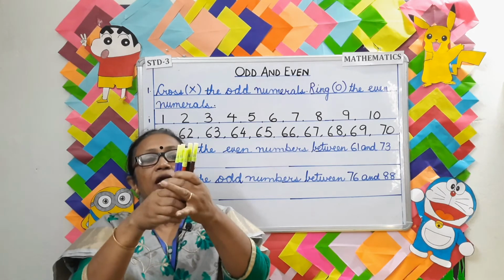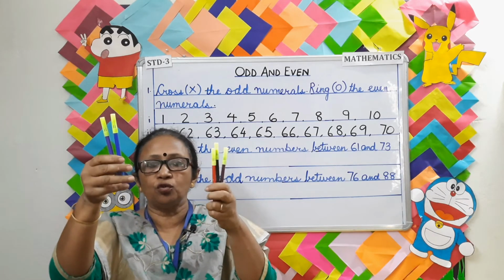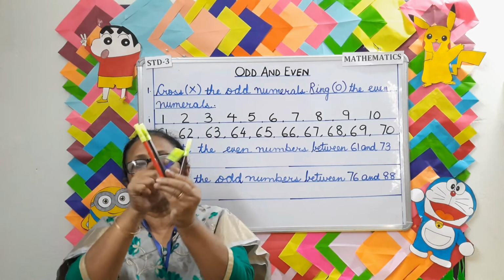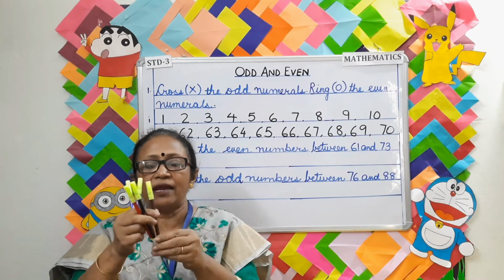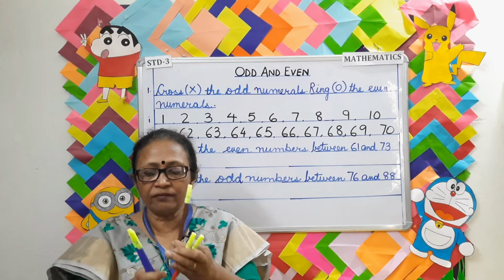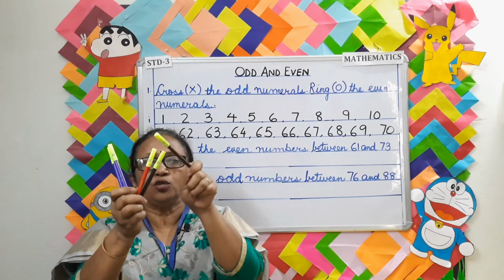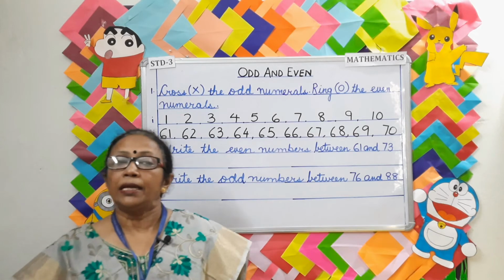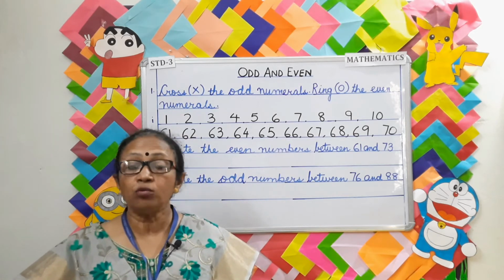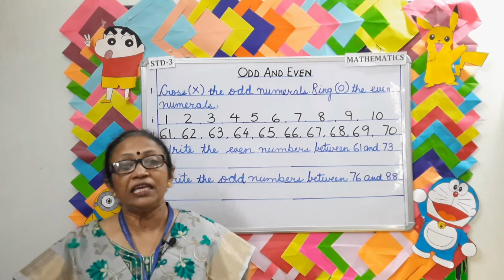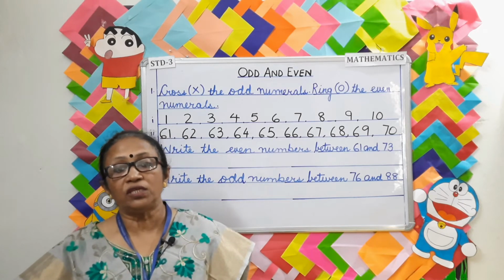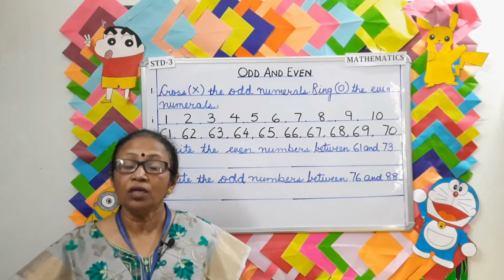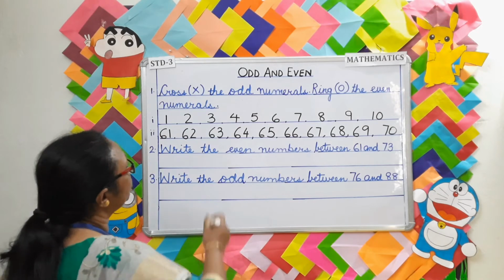Now how many pairs will it form? 2 makes 1. So this is one pair, this is one pair, two pairs, and one is left. So I have how many pairs, children? 1, 2, and one is left. So children, numbers that make pairs without leaving a remainder are called even numbers, and the numbers which leave 1 as remainder when divided by 2 are called odd numbers. So let's do it on the board.